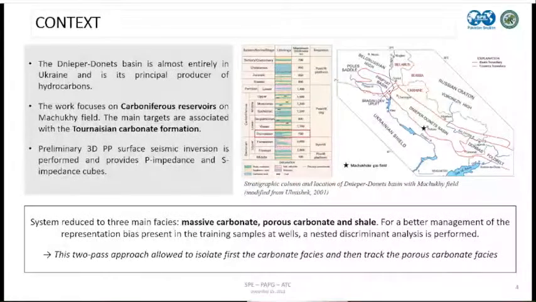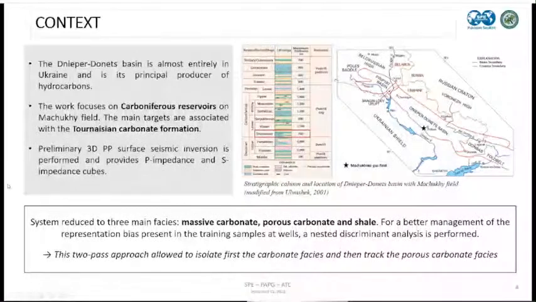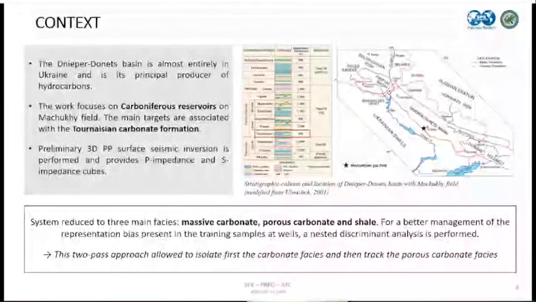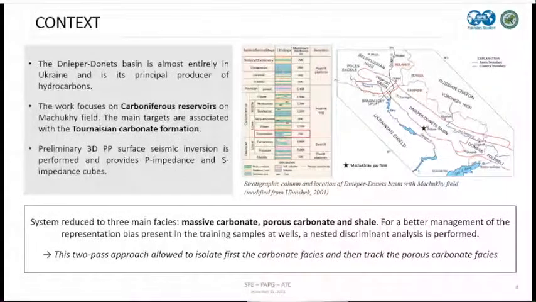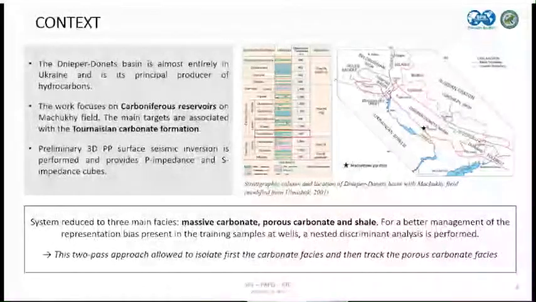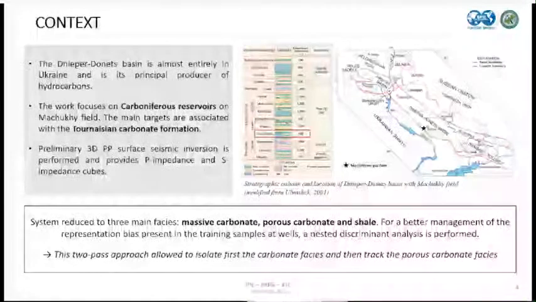So in the frame of the project, seismic elastic inversion has been performed. So optimized P and S impedance cubes are available. In terms of facies, the system is reduced to three main ones: the massive carbonate, the porous carbonate, and the shale. So in order to have a more reliable prediction, we perform a nested discriminant analysis. It's a two-pass discriminant analysis, which allows first to isolate the carbonate facies, both massive and porous carbonate, and then track the porous carbonate within the carbonate facies.